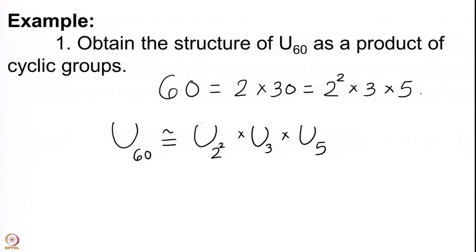We observed already that U4 is a cyclic group of order 2. So this is C2. U3 is already cyclic, its order is phi 3 which is 2, and U5 is also cyclic, its order being phi 5 which is 4. So we have a complete description of U60 as a product of cyclic groups. One will have to be careful when the power of 2 dividing the number n is more than 4. So, let us do one more example.